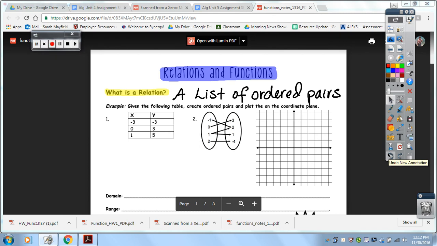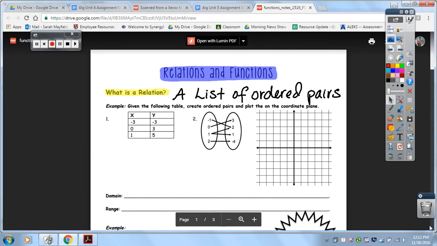This whole first beginning of the unit is nothing more than vocabulary. So everything you're learning today is vocabulary and you're applying it. You are not crunching numbers. You're not doing any kind of statistics stuff like we did last time. This is literally vocabulary you have to learn. Okay? So a relation is a list of ordered pairs.